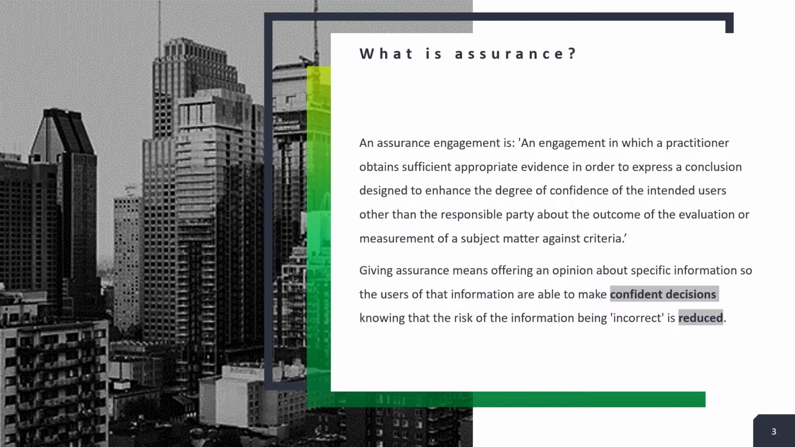What is assurance? An assurance engagement is an engagement in which a practitioner obtains sufficient appropriate evidence in order to express a conclusion designed to enhance the degree of confidence of the intended users other than the responsible party about the outcome of the evaluation or measurement of a subject matter against criteria. Giving assurance means offering an opinion about specific information so the users of that information are able to make confident decisions knowing that the risk of the information being incorrect is reduced.